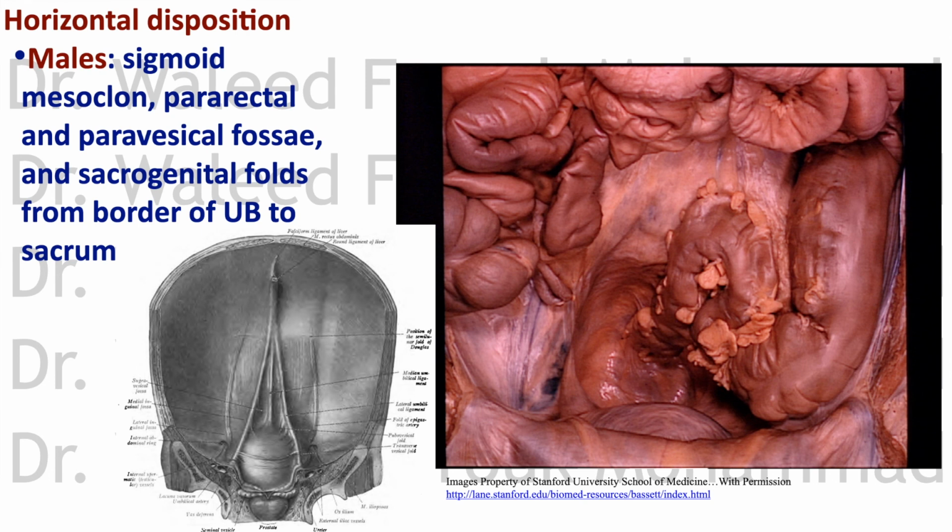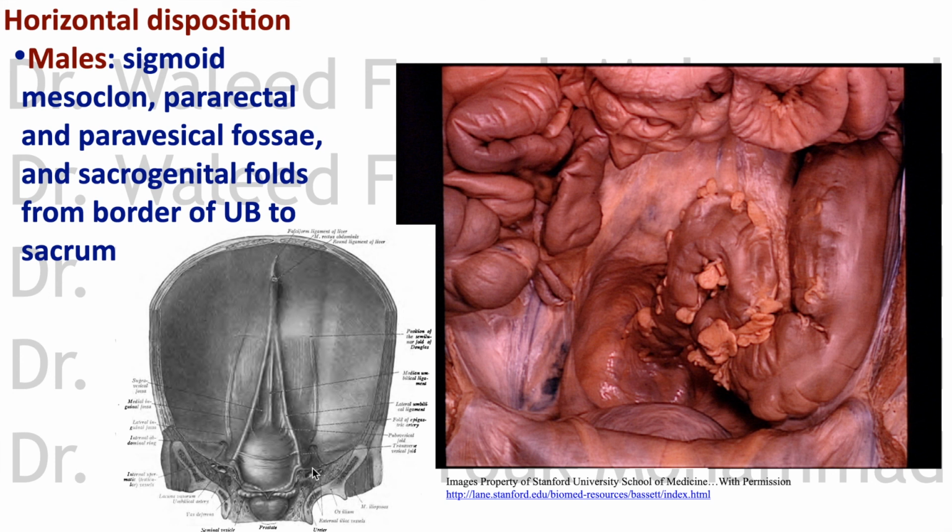Now the horizontal disposition means on a horizontal plane. There's the sigmoid colon, the paravesical and pararectal fossa here and fossa there on the other side of the rectum, a fossa on each side of the urinary bladder, the paravesical fossae, and folds of peritoneum that extend from the border of the urinary bladder back to the sacrum as the sacrogenital folds. Sacrogenital folds. Okay, it's the same in the females, but with the uterus in between, like you can see it here.